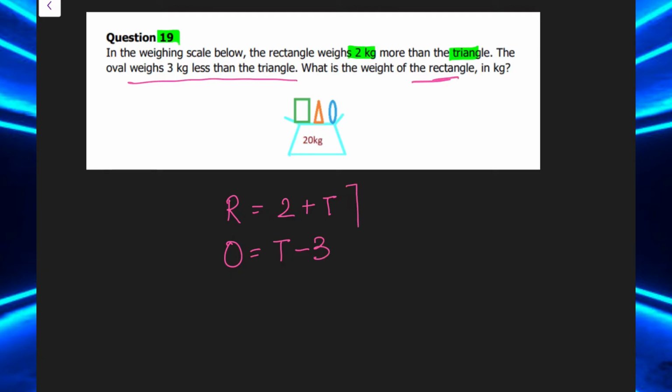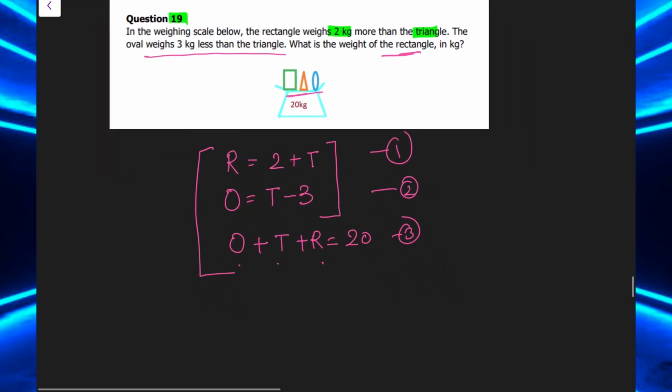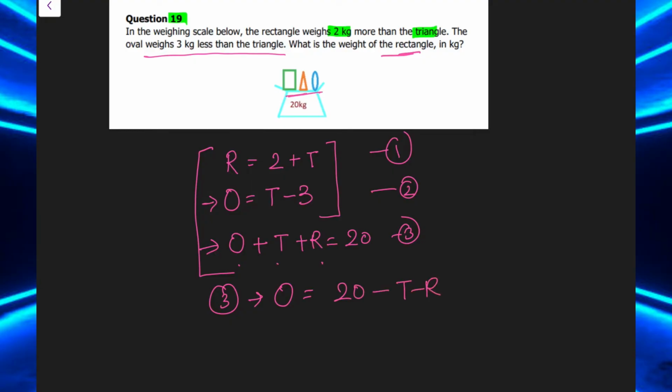And what is the weight of the rectangle? We can see these all add up to 20 kgs. So oval and the triangle and a rectangle, they all weigh 20 kg. So we have 3 variables and we do have 3 equations. Now looking at equation number 2 and 3, we can say from equation number 3, O equals 20, take away T, take away R. This is another form of the same equation.